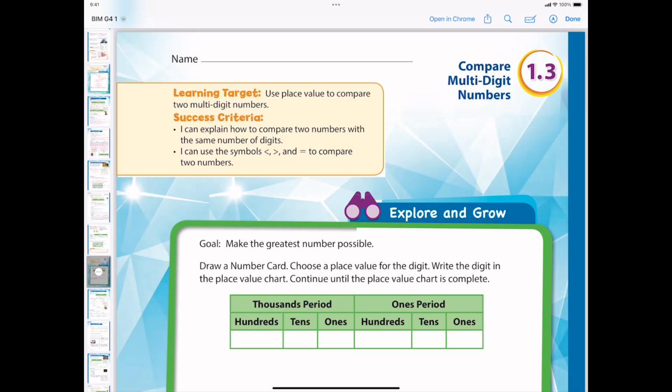Welcome back. This is lesson 1.3, compare multi-digit numbers. Our target is to use place value to compare two multi-digit numbers, and our criteria is that I can explain how to compare two numbers with the same number of digits. I can use the symbols less than, greater than, and equal to compare two numbers.